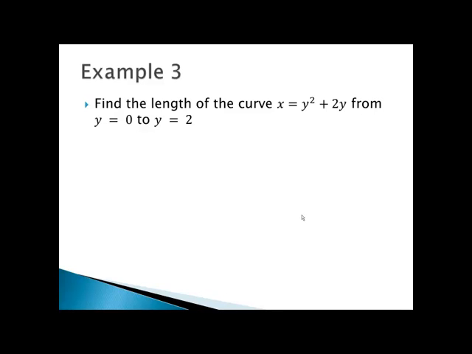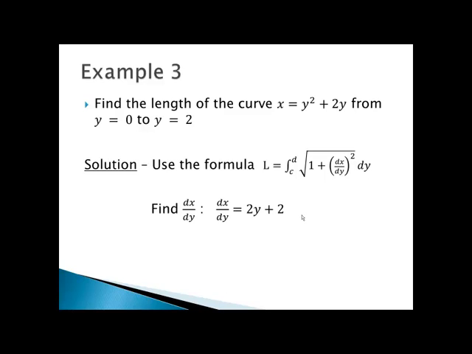In our final example, I want to find the length of the curve x equals y squared plus 2y from y equals 0 to y equals 2. This time I have a curve where x is given as a function of y, so I'll use the length formula for x as a function of y. I'll find the derivative dx/dy. If x is equal to y squared plus 2y, then dx/dy is equal to 2y plus 2, and I'll square that and get the quantity 2y plus 2 squared.